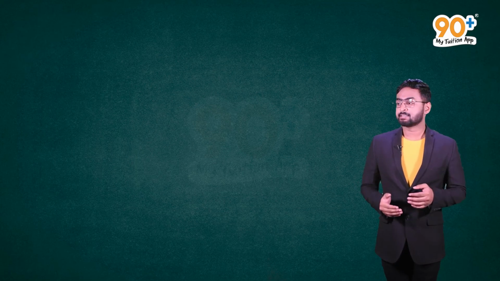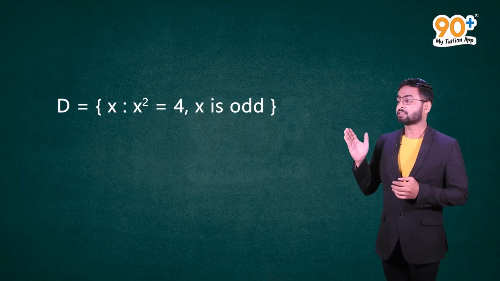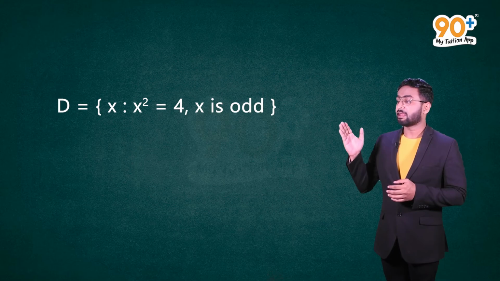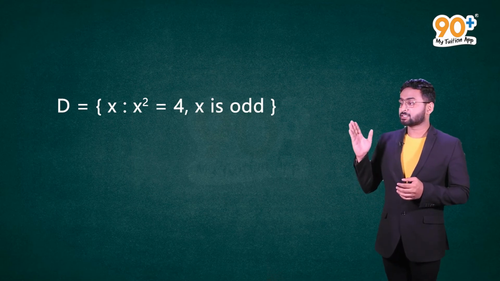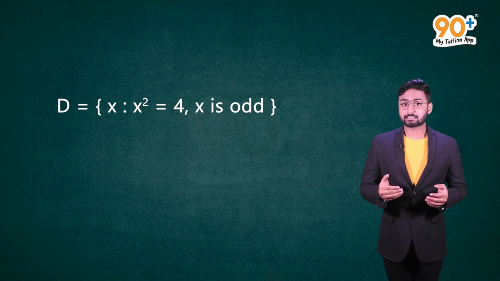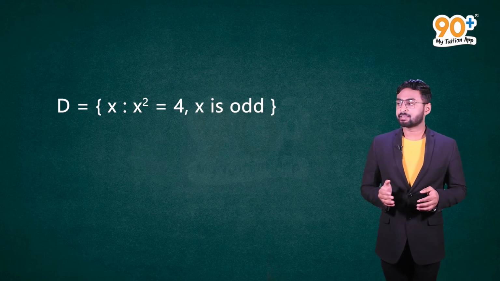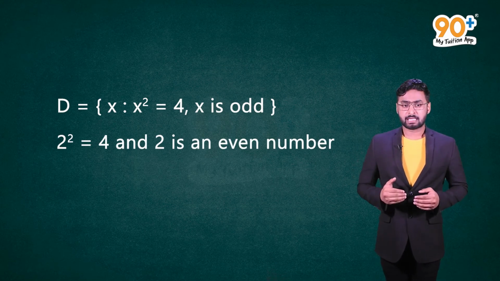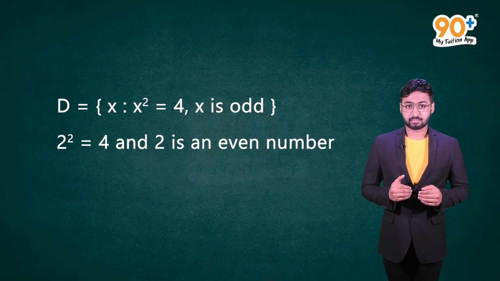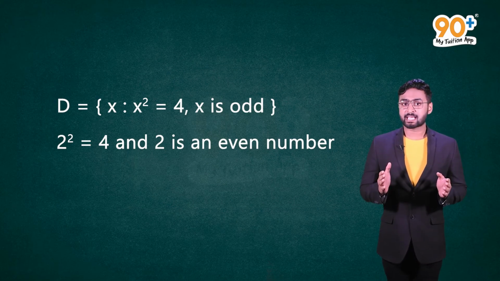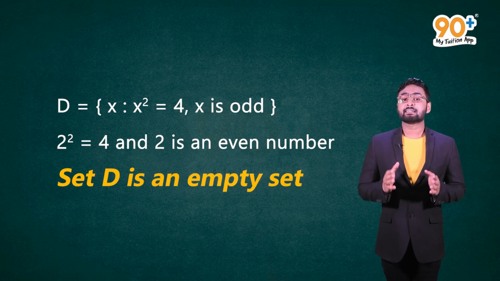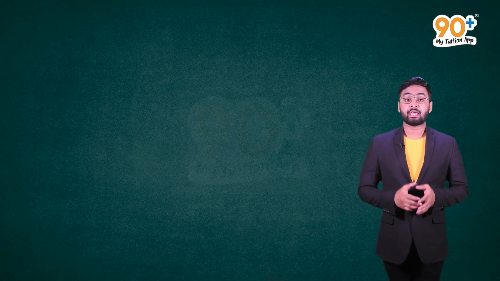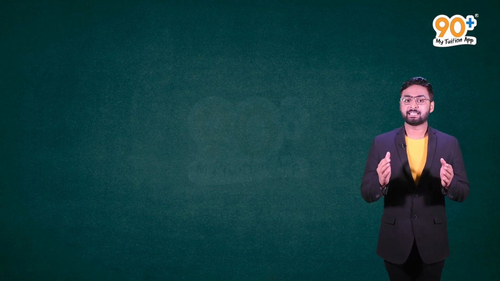The next set is D equal to the set of all x such that x square is equal to 4 and x is odd. Here the condition given is x square is equal to 4 and x is odd. We know that 2 square is equal to 4 and 2 is an even number. So the equation cannot be satisfied by any odd value of x. So we can say that this set is an empty set. And that was the concept of an empty set.